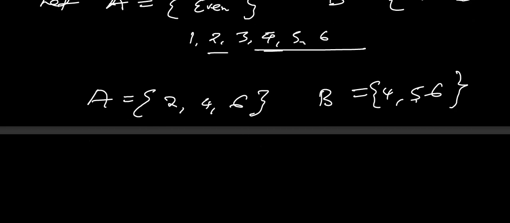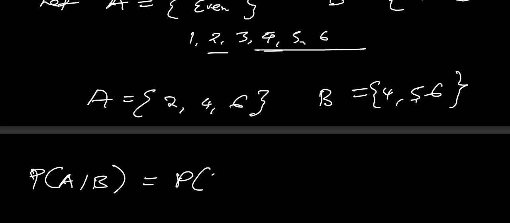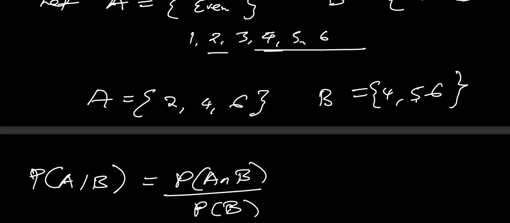So what is the probability of A given B? It's going to be the probability of A intersection B over the probability of B, right? So what is the probability of the intersection? How many numbers do they have in common? It's 4 and 6, right? 2 numbers that they have in common.